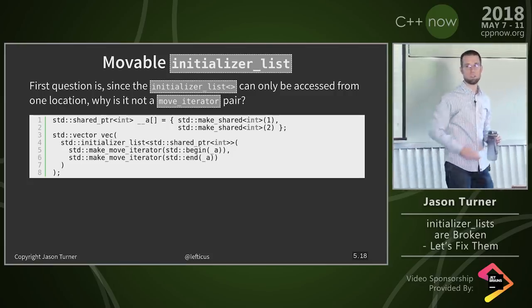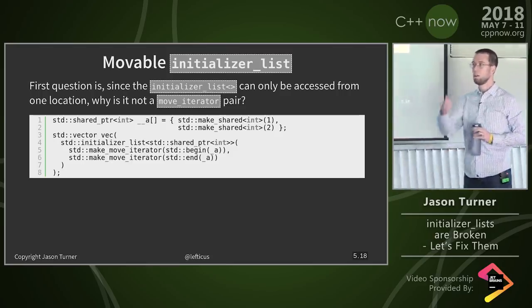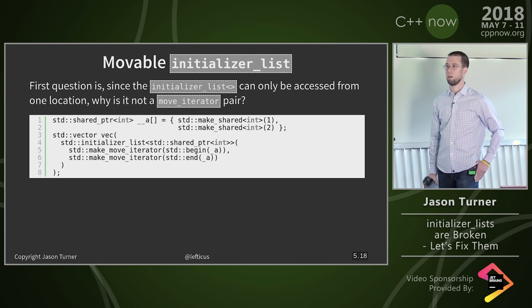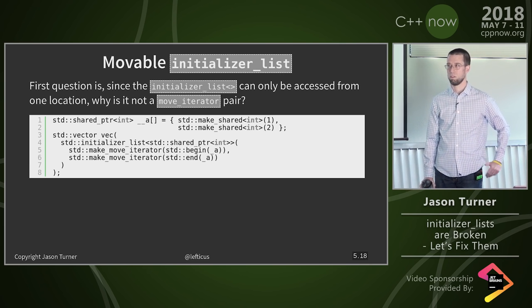Does anyone know the answer to this? Why? Dot begin and dot end are const qualified. Why are dot begin and dot end const qualified? Something to do with the array that it's referencing.